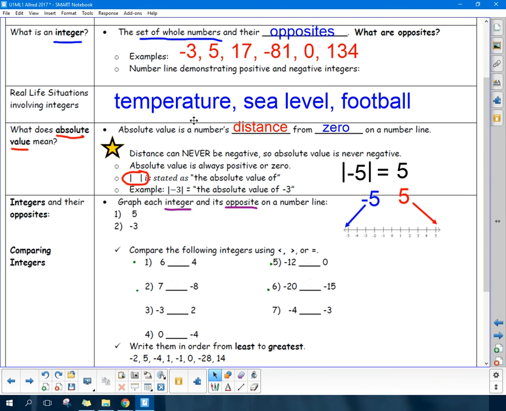Now that you've looked at numbers 1, 2, 5, and 6, you should know that 6 is definitely greater than 4, 7 is definitely greater than negative 8, but then negative 12 is less than 0, because I'd rather have $0 than owe someone $12, and negative 20 is less than negative 15, because negative 20 degrees is colder than negative 15 degrees.